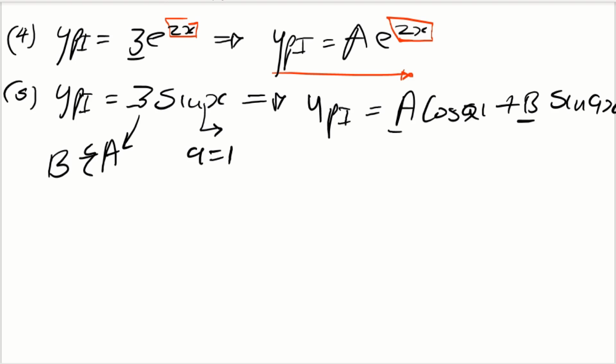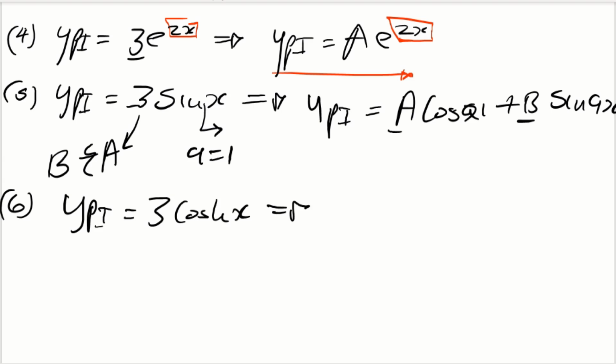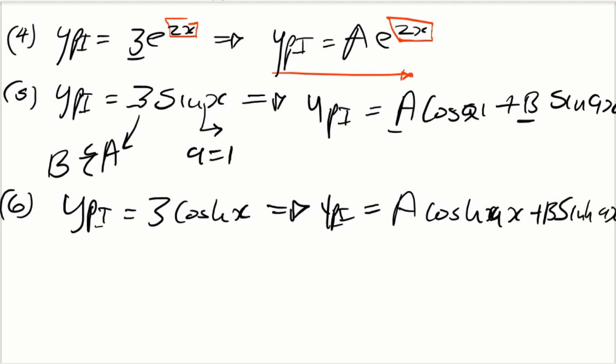Okay, so the last one is your hyperbolic function. So your YPI is equated to 3 cosh x. So when you write this YPI in your equation, your YPI is going to be a cosh x plus b sinh x. This is how you write your particular integral equations.